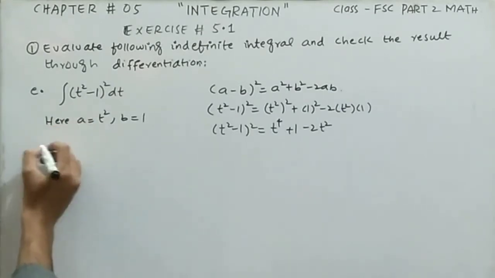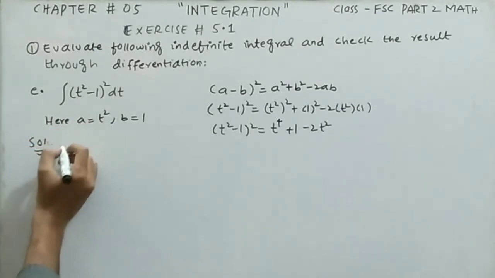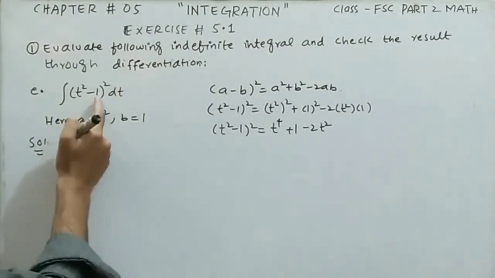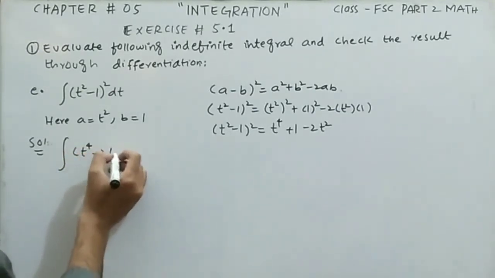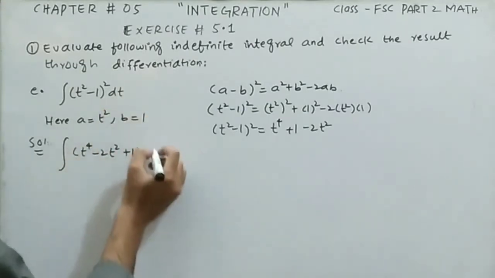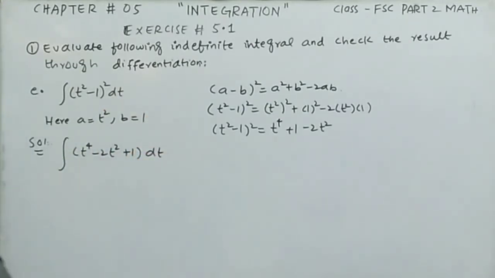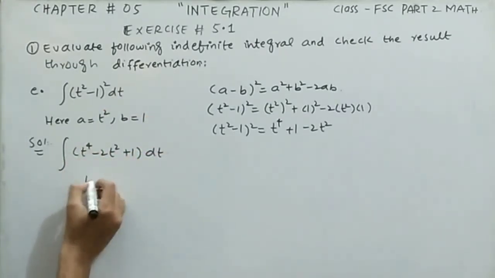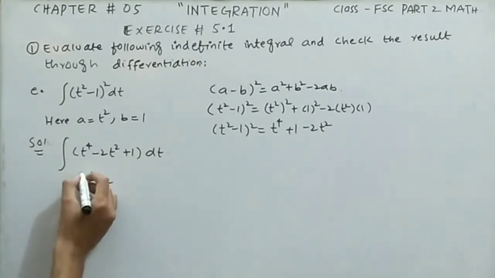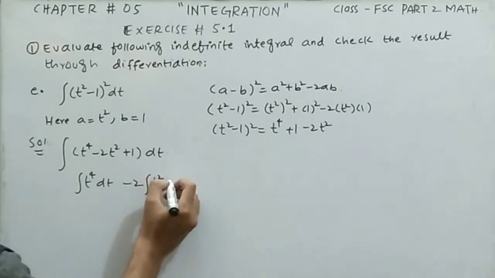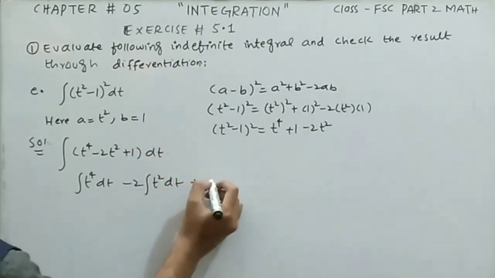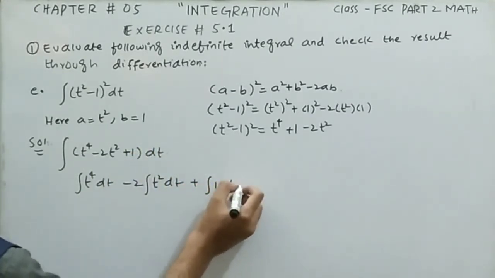So putting the values in, move to the solution. The integral of (t^2 minus 1) whole squared becomes the integral of (t^4 minus 2t^2 plus 1) dt. Now it can be written in split form: the integral of t^4 dt, minus 2, which is a constant, times the integral of t^2 dt, and 1 can be written inside the integral as 1 dt.